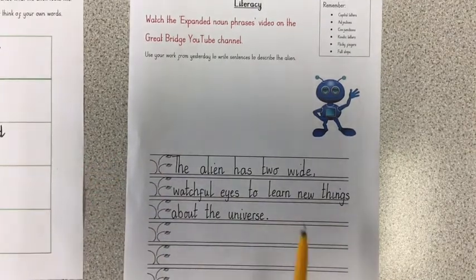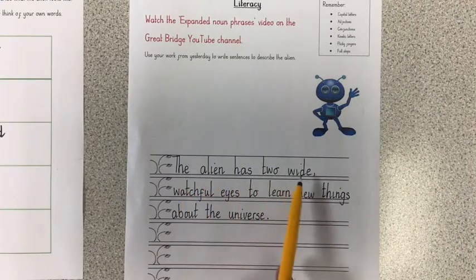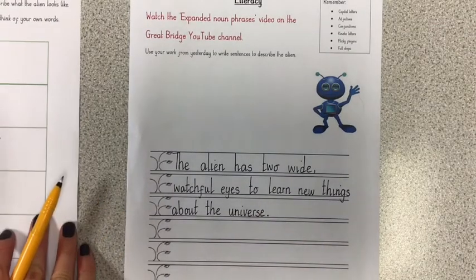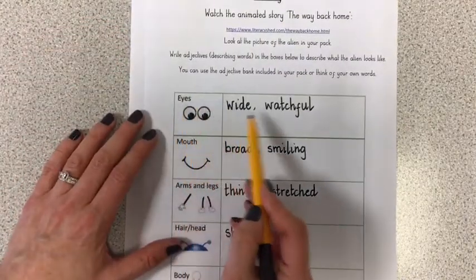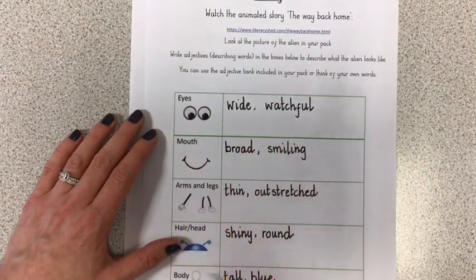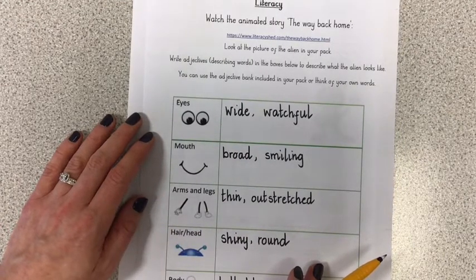Let me read it and check it makes sense and I haven't missed any words out. The alien has two wide, watchful eyes to learn new things about the universe. Maybe you could pause the video here, have a look at the adjectives that you've got next to the eyes, say your sentence out loud that you want to write down, and have a go at writing it down now.